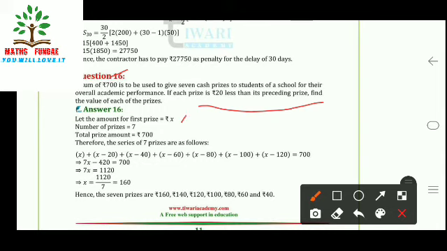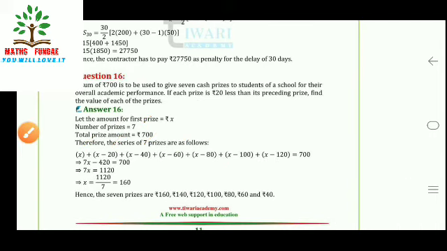So let the amount of the first prize be rupees x, the number of prizes is 7, and the total prize amount is 700. Therefore the series of 7 prizes is as follows: x, then x minus 20, then x minus 40, x minus 60, and so on, because every subsequent prize reduces by rupees 20. If we put all these together, we get 7x minus 420 is equal to 700, or x is equal to 160. That is the answer. So the first prize is 160, then 140, 120, 100, 80, 60, 40.